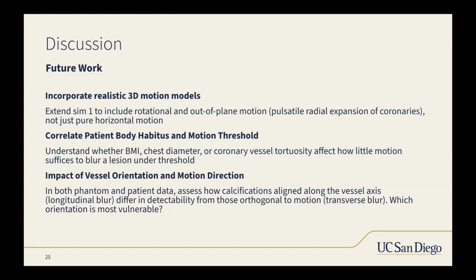We were thinking it'd be interesting to understand whether BMI, chest diameter, or coronary vessel tortuosity affect how little motion suffices to blur a lesion under the threshold. For this, can you have a set of correction factors? For instance, if a patient has a BMI over 30, they'd require motion less than 0.8 millimeters to reliably detect any sub-millimeter calcium, whereas a lean patient might tolerate maybe 1 millimeter of motion.